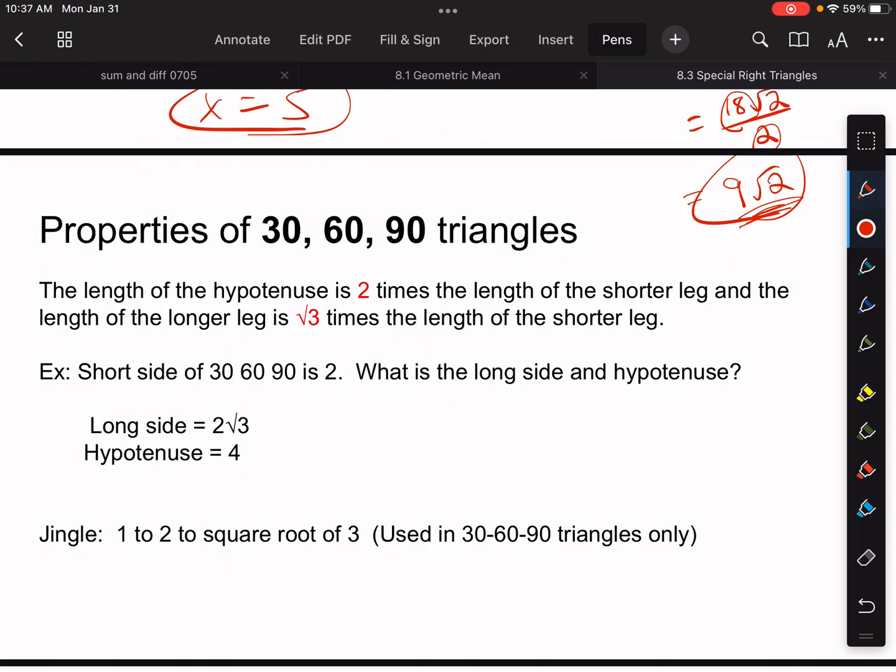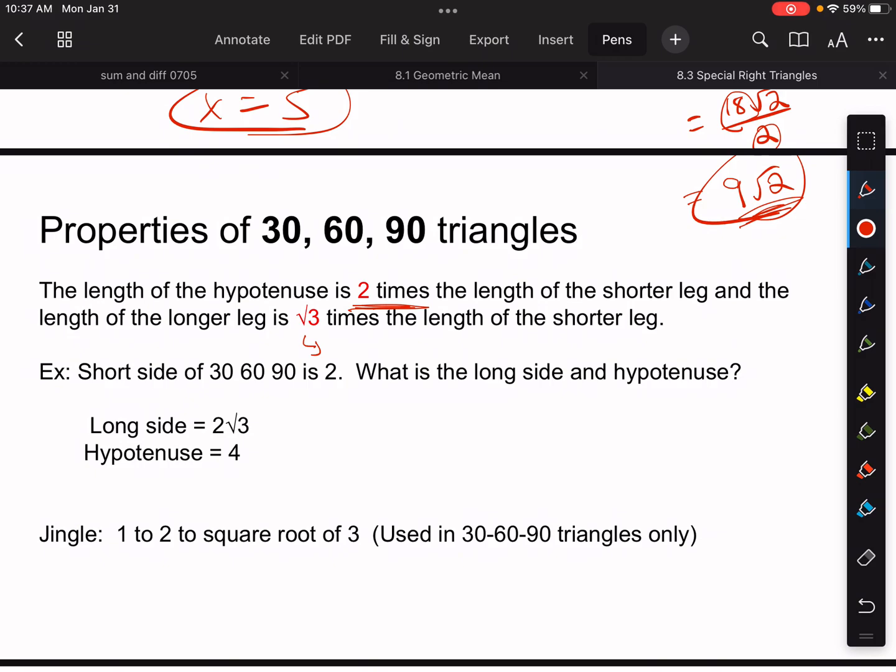Okay, the way that you can remember this is the hypotenuse will always be the longest side, and when you do the square root of 3 out, it's like 1 point something, right? So this is actually less than 2 times.